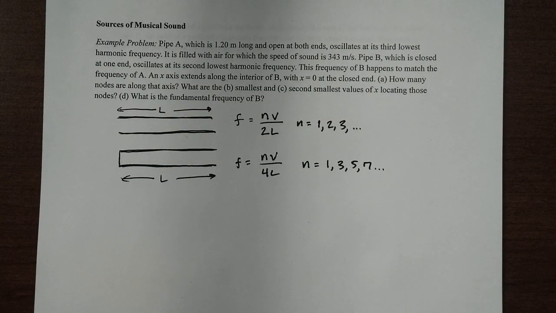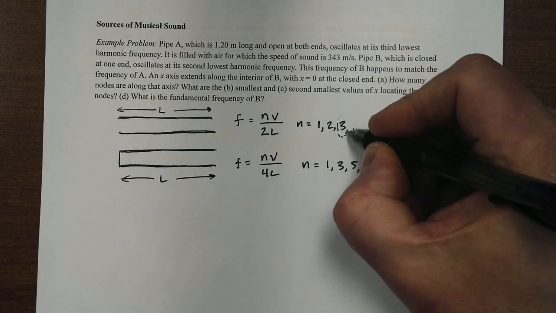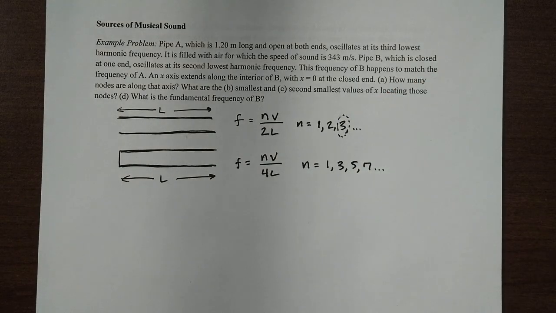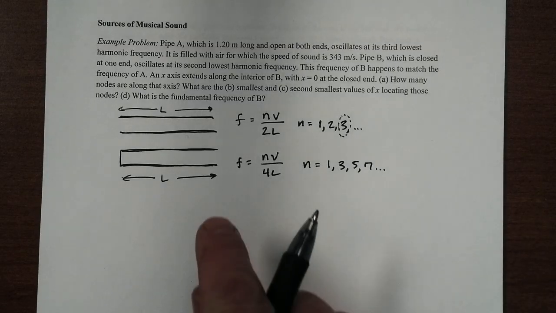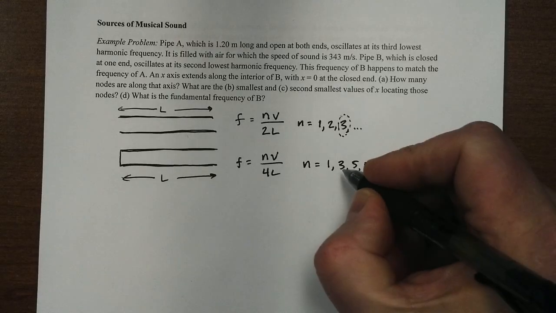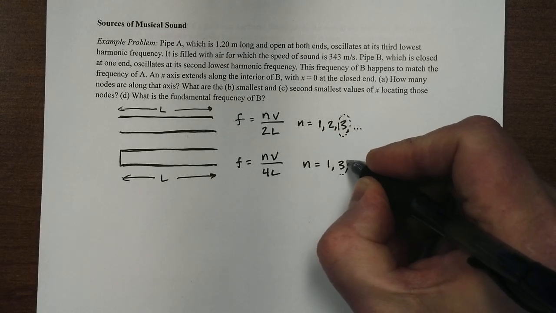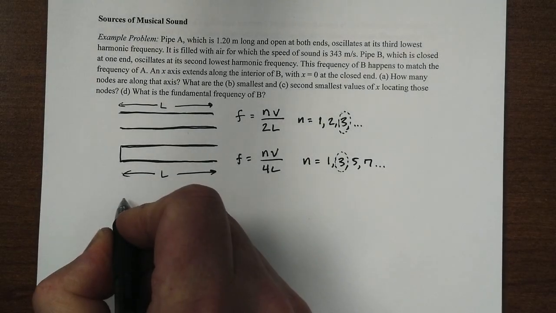So what we know here is that when we are in the third mode for pipe A, which would be when n equals 3, the frequency that is produced matches the second mode for the closed open pipe. But the second mode also actually has n equals 3 right here. So there's a couple of different ways you can do this. I'll show you the long way and then the quick way to do this.